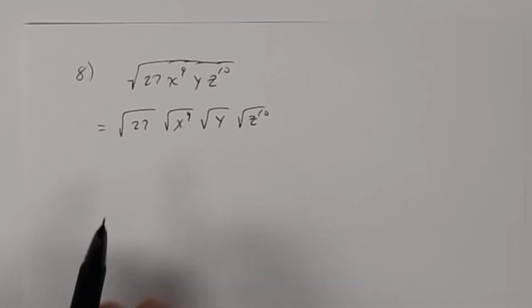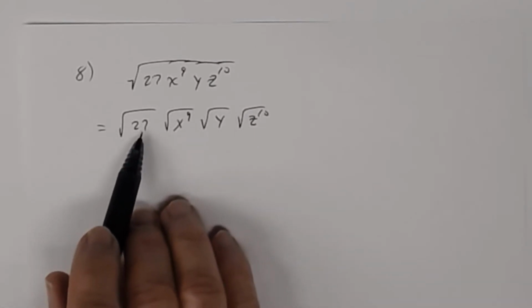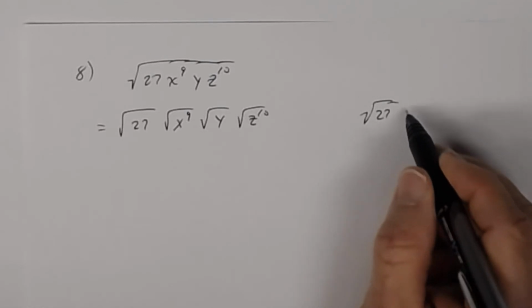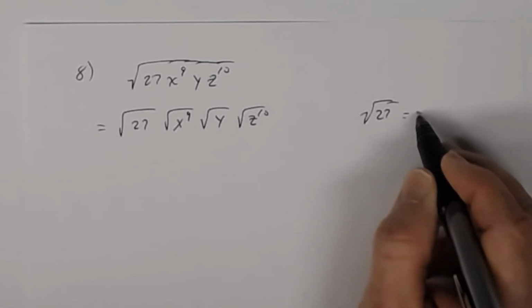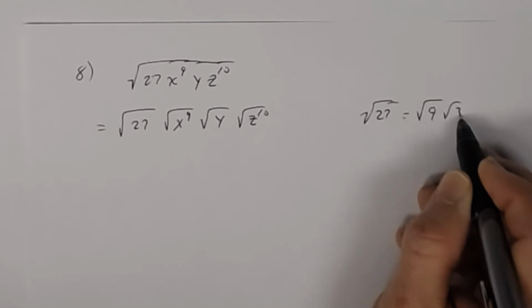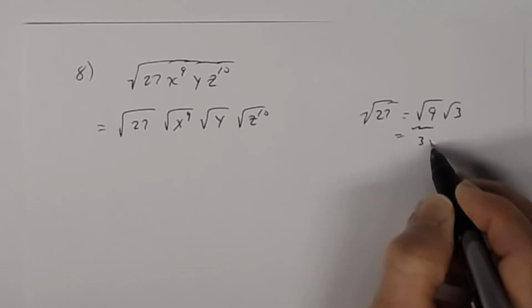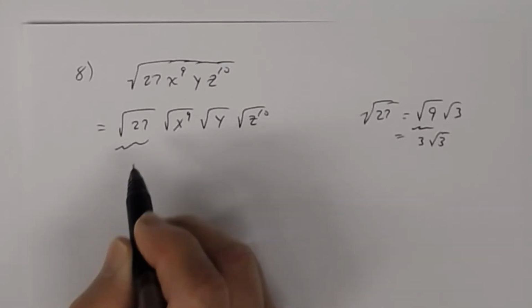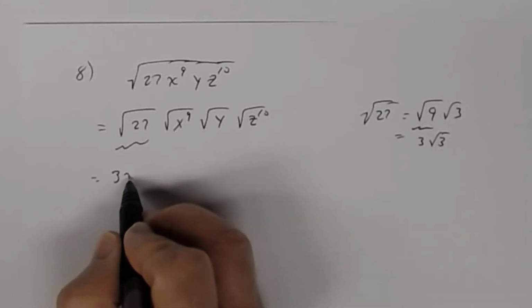Okay? Now, can I simplify the square root of 27? Well, what perfect square goes into 27? That's correct, 9. The largest perfect square is 9. So that'll be the square root of 9 times the square root of 3. And the square root of 9 is 3, so this becomes 3 square root of 3. So I'm going to rewrite under here. See how I'm underlining this like that? I'm going to say, well, that's going to be 3 square root of 3.